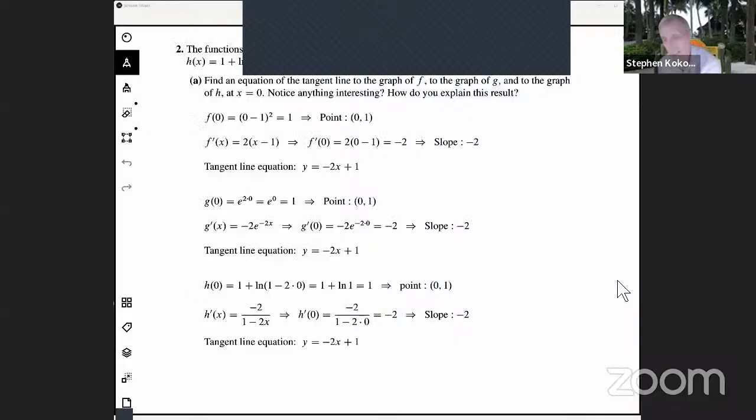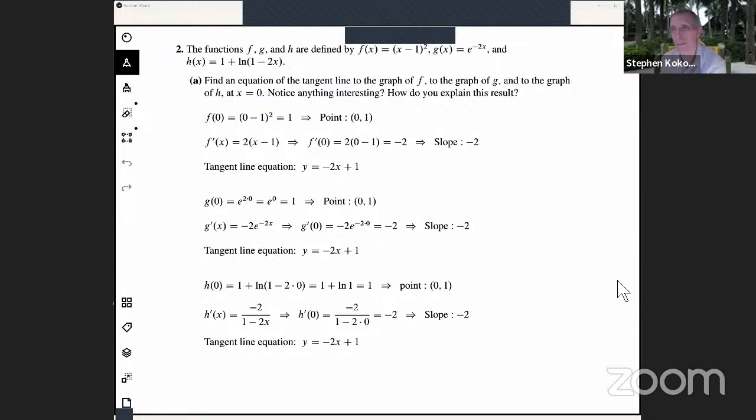All right, Curtis, here's problem number 2, and I have to confess, I really like this one. There's some cool stuff going on in this problem, I think. Here we have 3 functions, f, g, and h, and they look very different to me. We have f, which is actually a quadratic. We have g, which is an exponential function. And we have h, which is a log plus a constant. So very different looking functions.